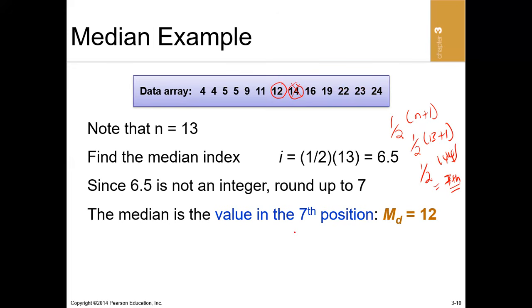Or if you are sticking to half of the nth position, it would have been half of the 13th position, which will be 6.5th position. Then you round it to the nearest whole number, which is the 7th position, and then you choose your answer. So here, the median is the 7th position, and it means that the median is the figure 12.